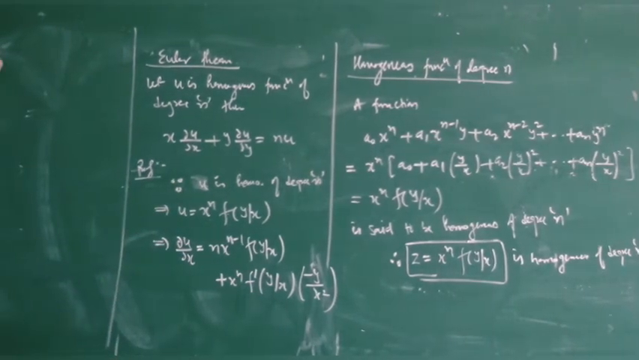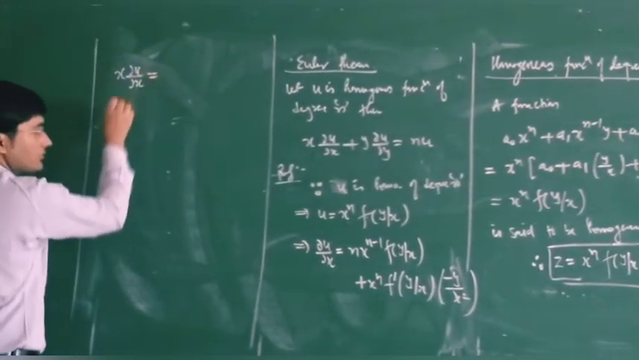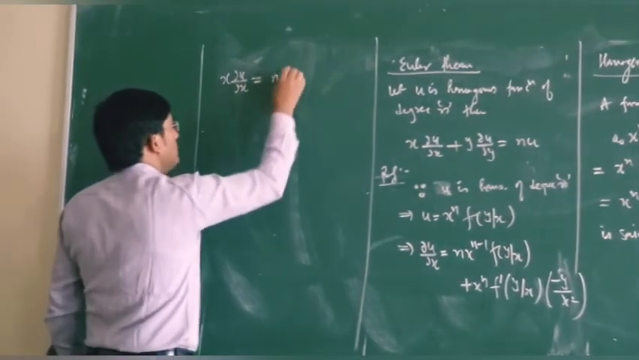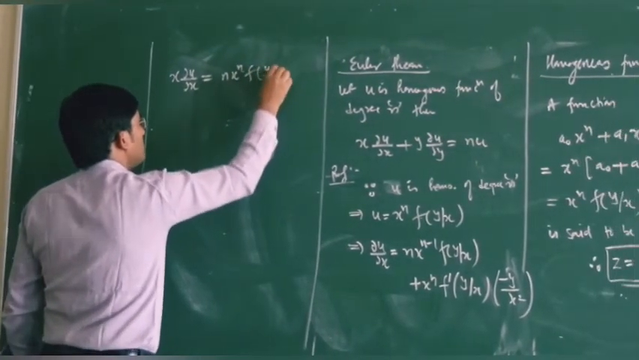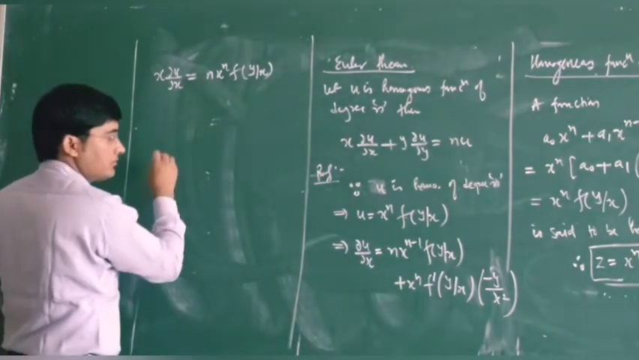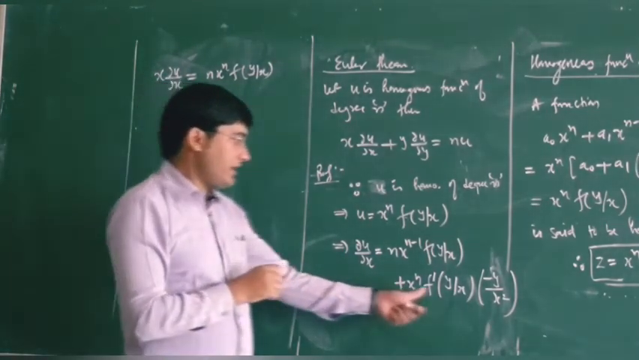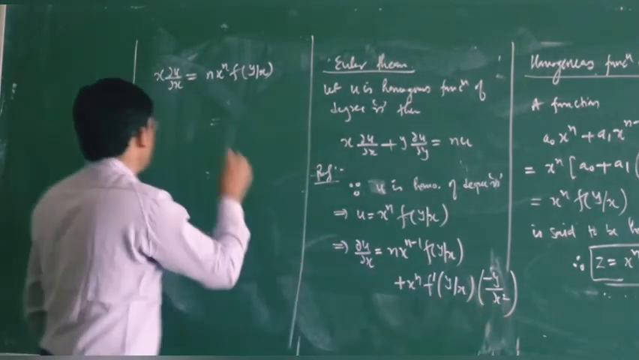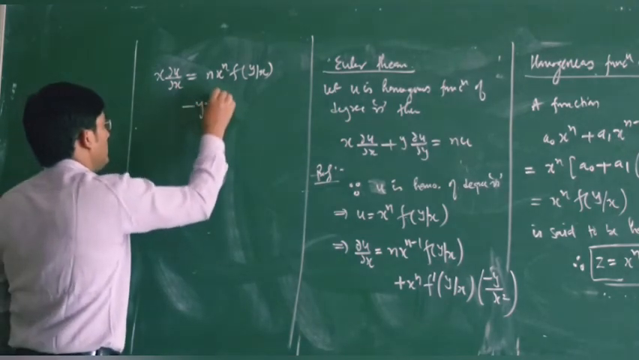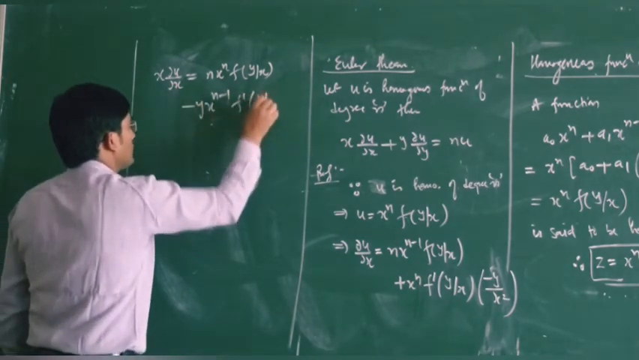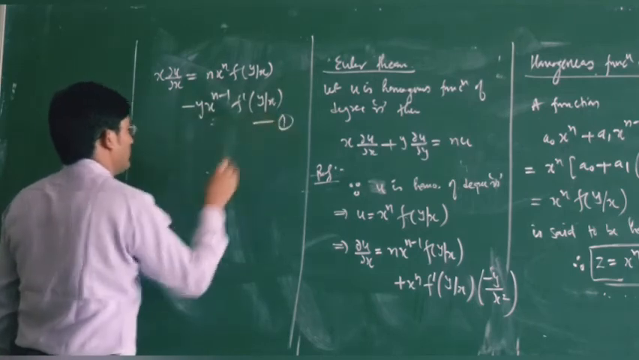So x ∂u/∂x is equal to n x^n f(y/x) plus, now if you multiply this equation by x, then one x will get cancelled, so we have minus y x^(n-1) f dash(y/x). Say it is equation 1.